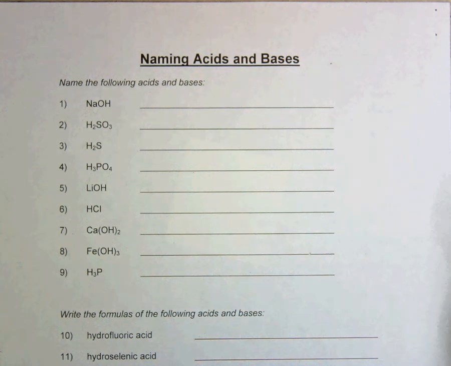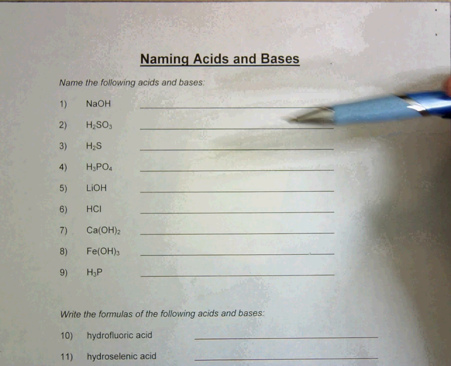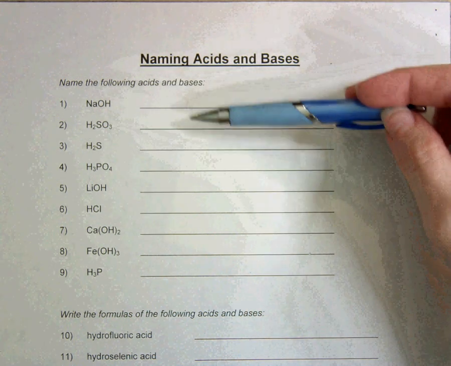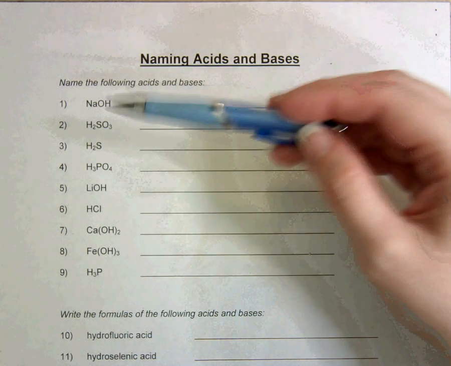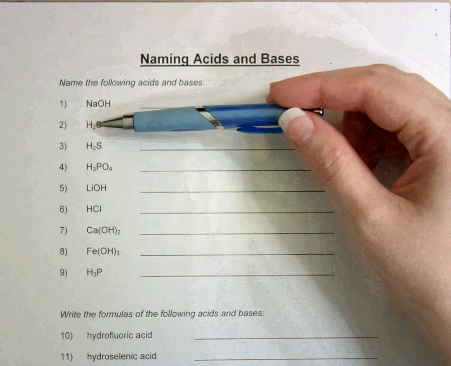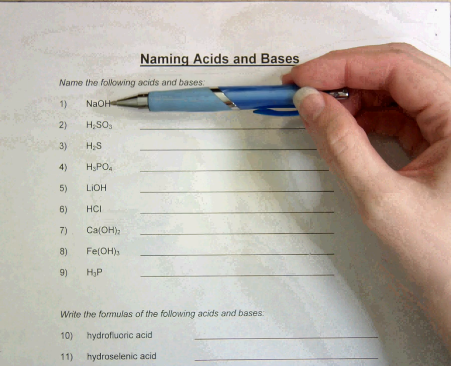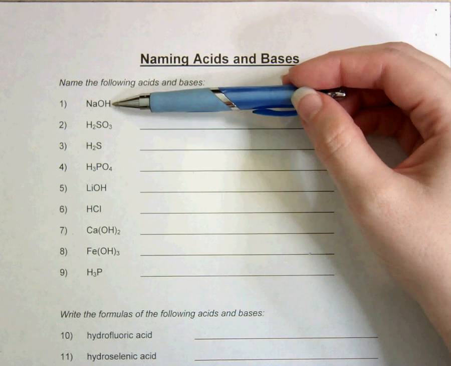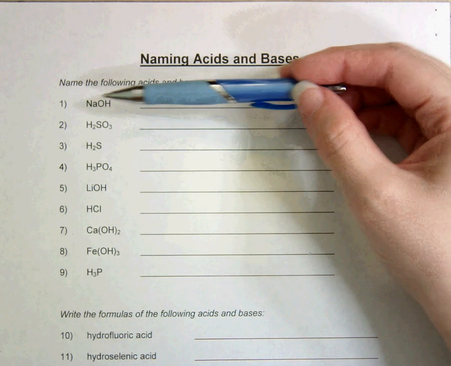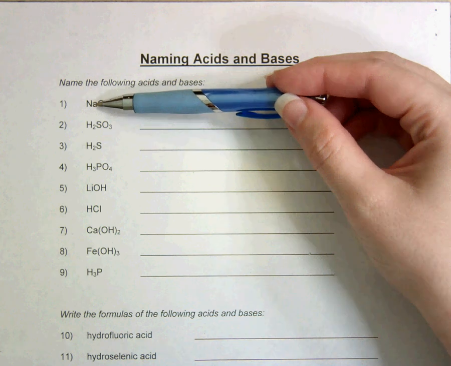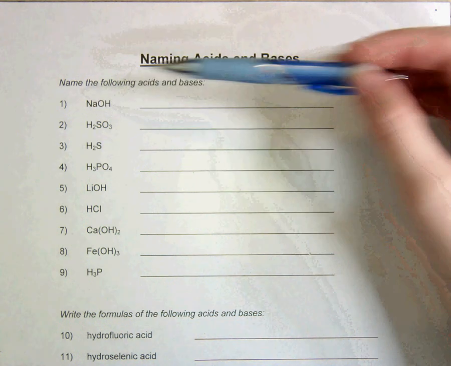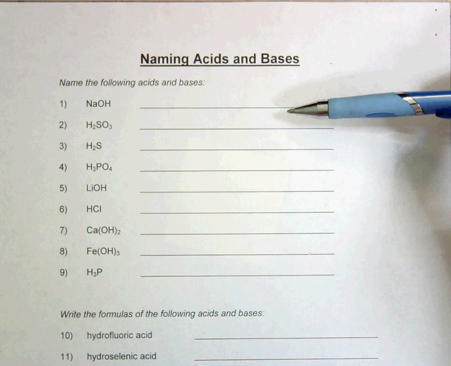Naming acids and bases. There are two parts to this worksheet. In the first part, you're going to name the acid or base. And remember, you first need to look for whether it's an acid or a base to know how you should name it. If it's a base, then you just name it as an ionic compound. So Na is sodium and OH is hydroxide, so all I have to do is write sodium hydroxide.